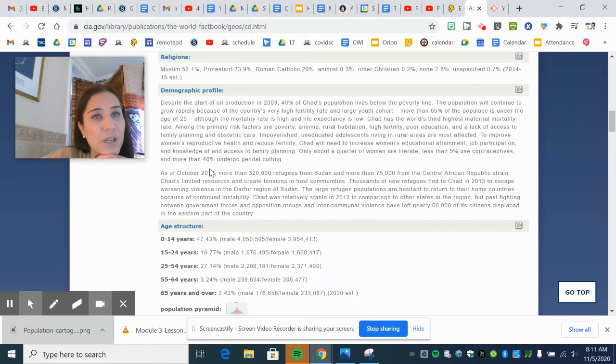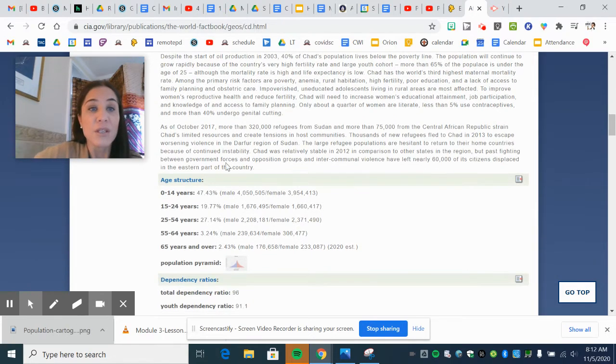And just so you know, you can go back and read this demographic profile and it'll give you some clues. So if you see somewhere in there that there's a huge decrease of males versus females, you might find an explanation for that here in the demographic profile. So first we're going to look at the age structures.